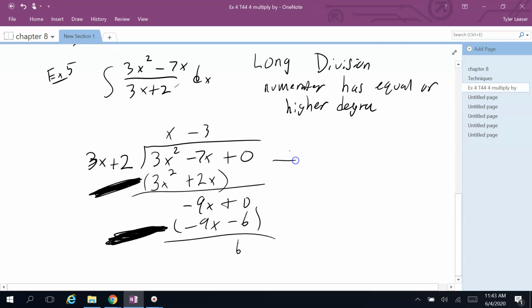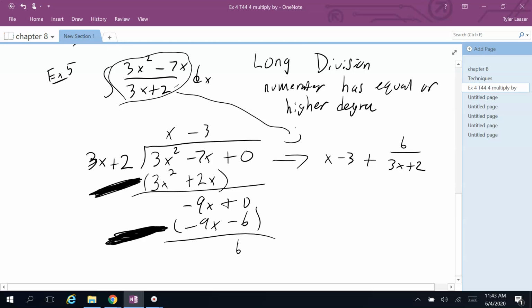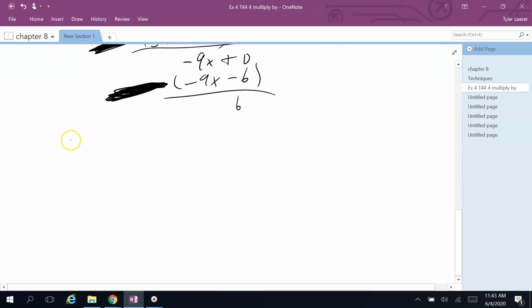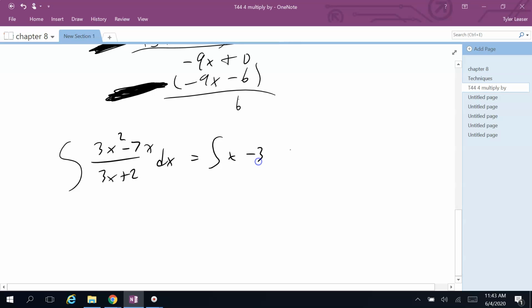What that means is that this division, this quotient here, comes out to be the quotient x minus 3 plus the remainder 6 over the 3x plus 2. All right, so this term here is this, x minus 3 plus the 6 over 3x plus 2. And what that means is that integral, 3x squared minus 7x over 3x plus 2 dx, we could just rewrite as the integral of x minus 3 plus 6 over 3x plus 2. Okay, and then we can just do this.